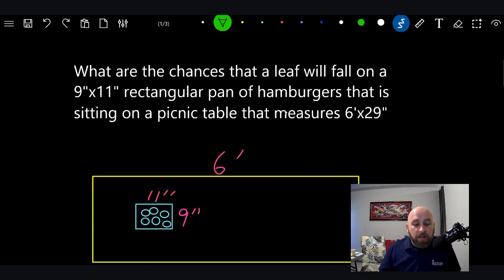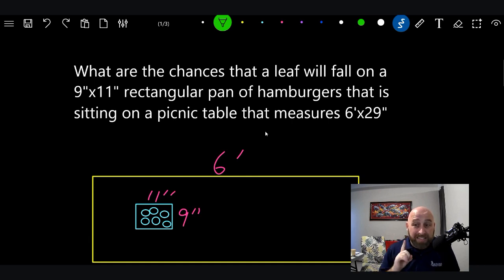All right, here is the example on page 534. You can look down there. It is example 11.5a. I like this example. I think you're going to like it too. I like it because it has to do with food, and I like food. So what are the chances that a leaf will fall on a 9 by 11 rectangular pan of hamburgers that is sitting on a picnic table that measures 6 feet by 29 inches?